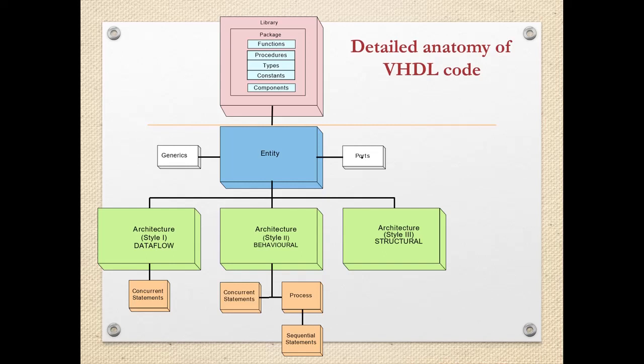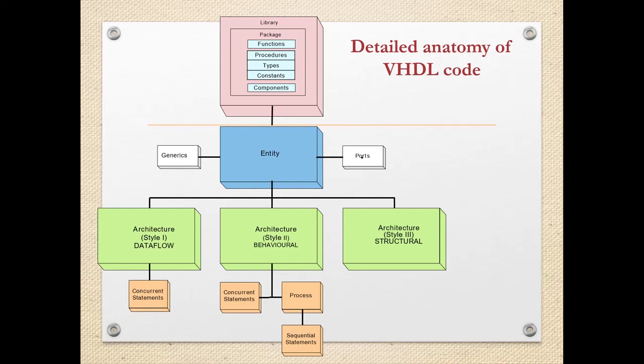Now this architecture may have different styles which are called the modeling styles. Style 1 is data flow, style 2 is behavioral, and style 3 is structural. In the data flow architecture, only concurrent statements can be written. In the behavioral architecture, we can write a process and we can include both types of statements, that is concurrent as well as sequential.